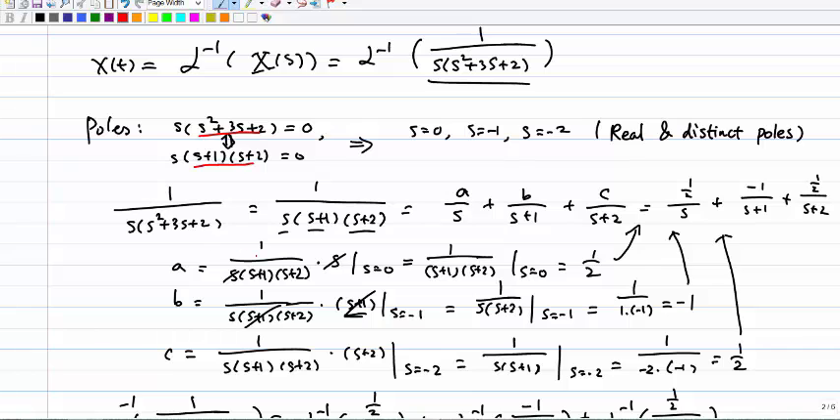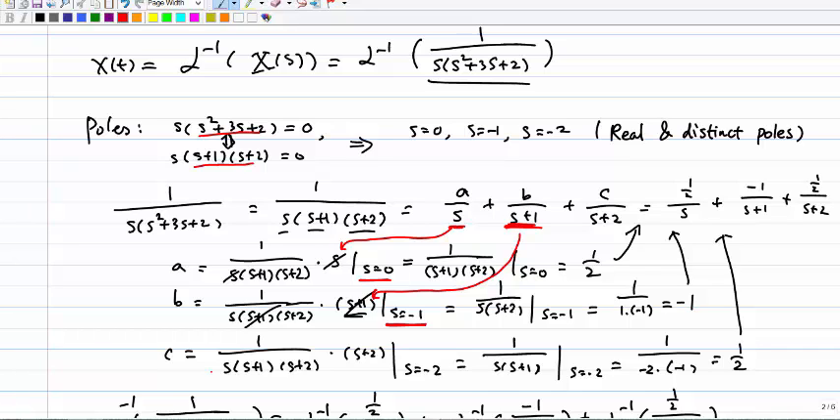A is the original function times the denominator, evaluated at the value where the denominator is 0, which means s is 0, because you set the whole thing to be 0. So the solution is s is 0. You do the computation and you get 1 over 2, or 1/2. For B, you do the same thing: the original function times whatever is over here, and then you evaluate at the value which makes this 0. S is -1, which makes this 0, so s evaluates as -1. You do the whole computation and you get -1 here.